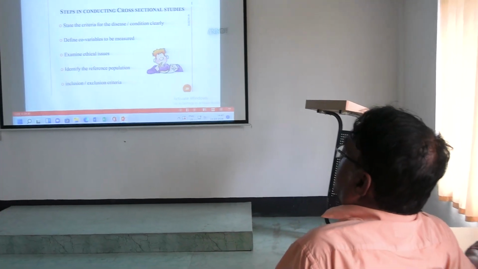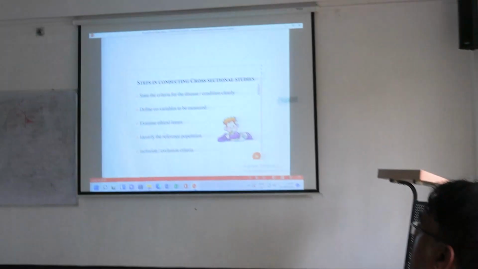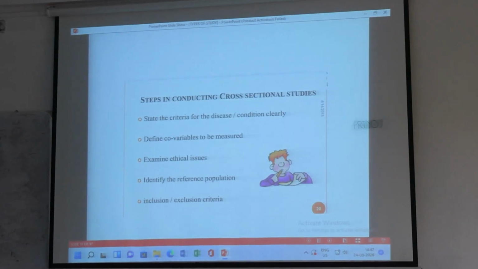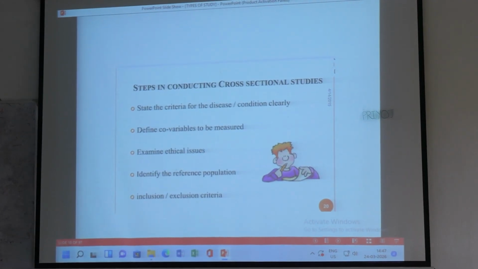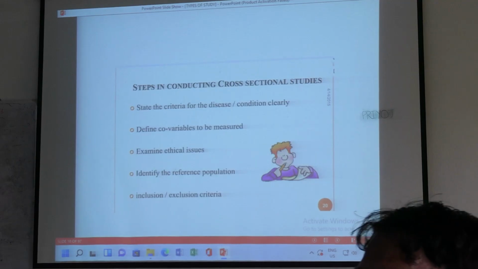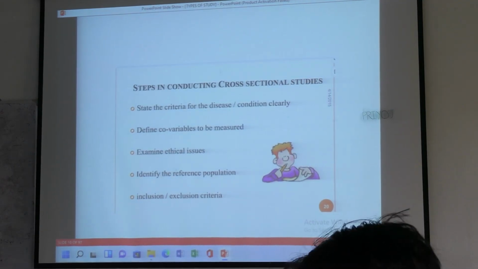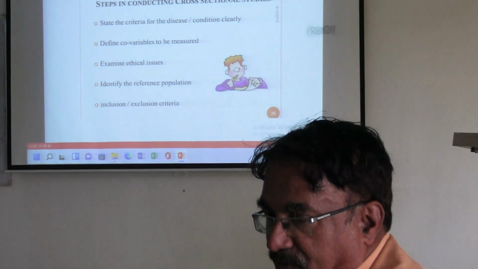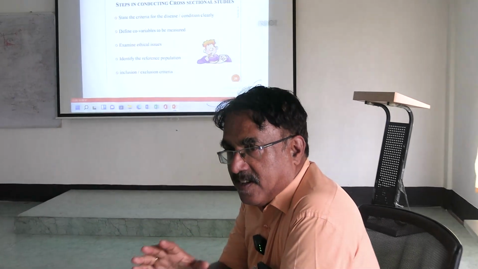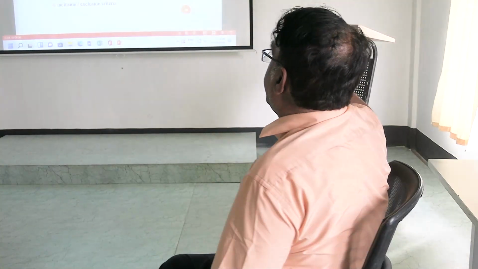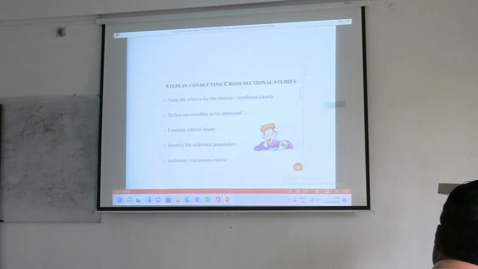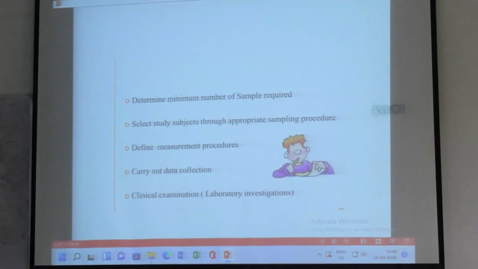So here you state the criteria for disease, define co-variables to be measured, examine ethical issues, identify the reference population, and inclusion-exclusion criteria. So you have to identify the disease: people presenting with a chronic cough after a train journey. You're sitting in the AC compartment for 4 hours or non-AC, and you have a cough. That is the criteria for disease.